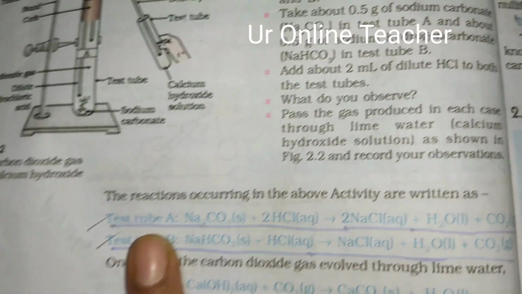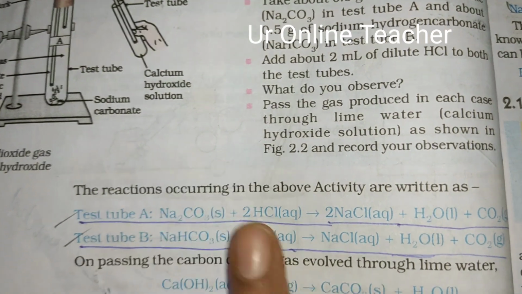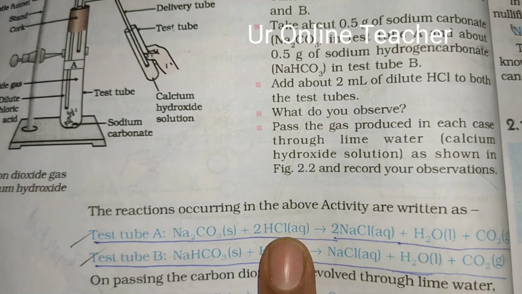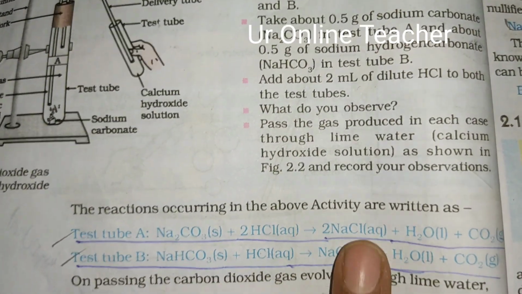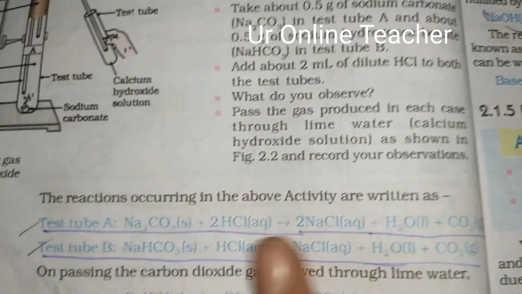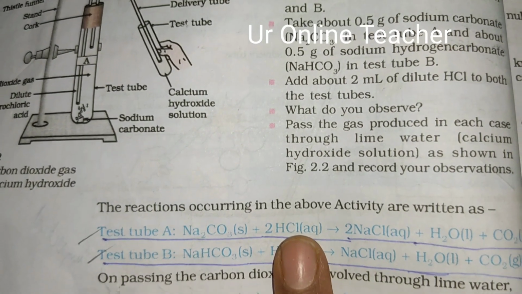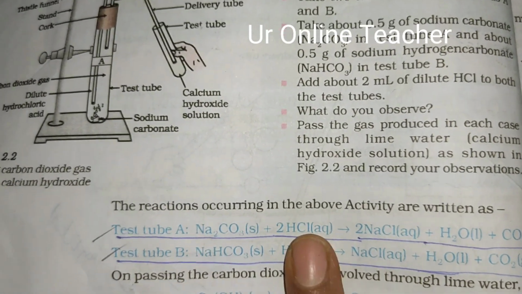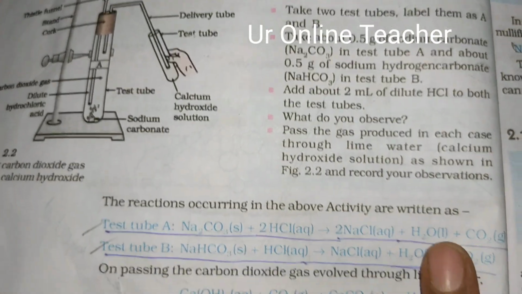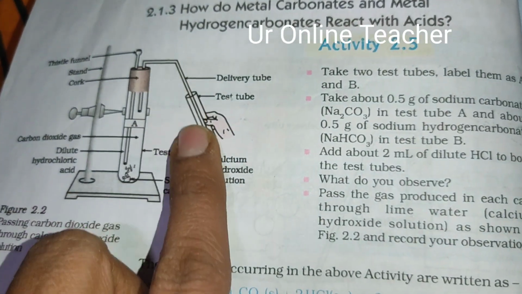First, in test tube A, what is there? Sodium carbonate. Sodium carbonate is reacted with hydrochloric acid, which is aqueous. Then what is formed? Sodium chloride, water, plus carbon dioxide gas released. The sodium carbonate is a solid. In this liquid, aqueous form of hydrochloric acid, sodium chloride, which is aqueous, is formed, and water in liquid form is formed. Carbon dioxide is released, which is passed into the test tube.